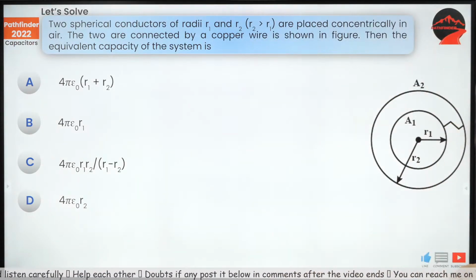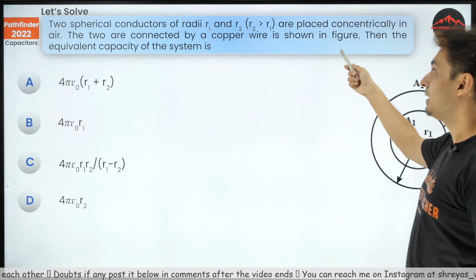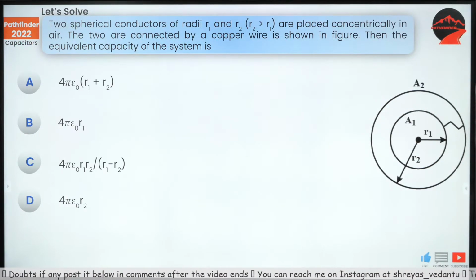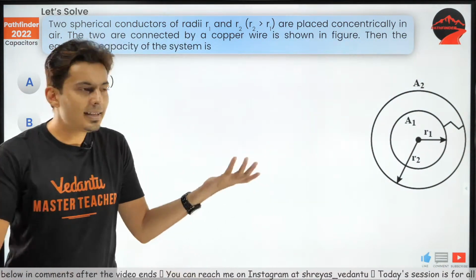Two spherical conductors, R1 and R2, are placed concentrically. They are connected by a wire. Then the equivalent capacitance of the system is, well, come on guys. See guys, I'll tell you what.